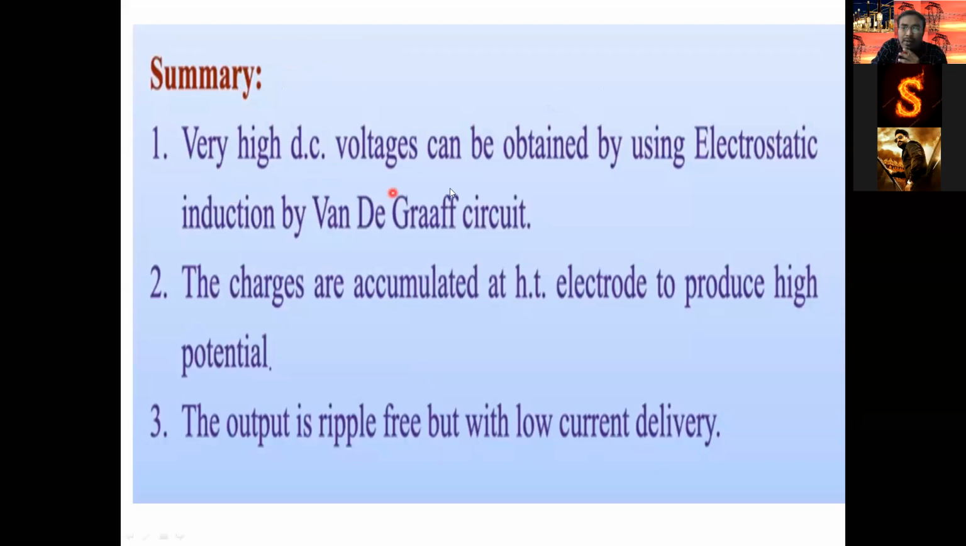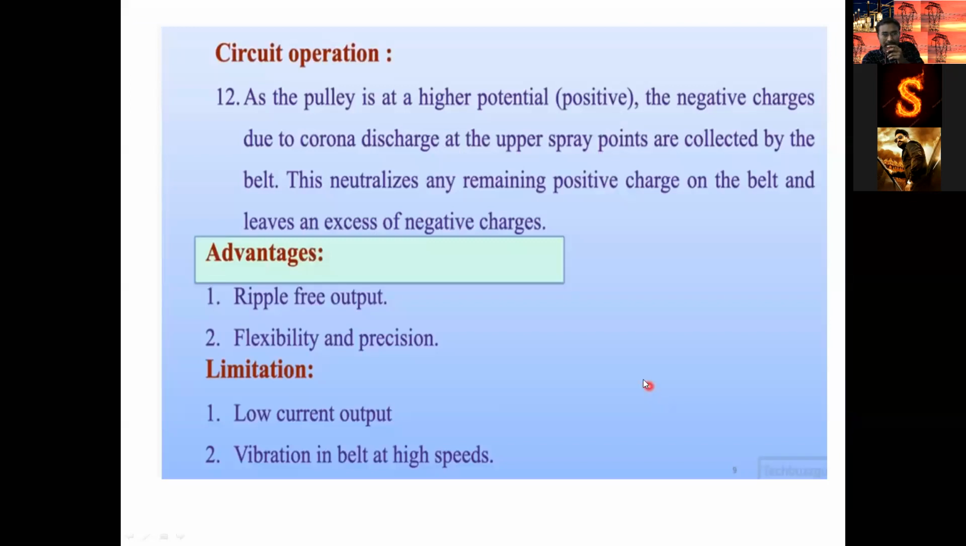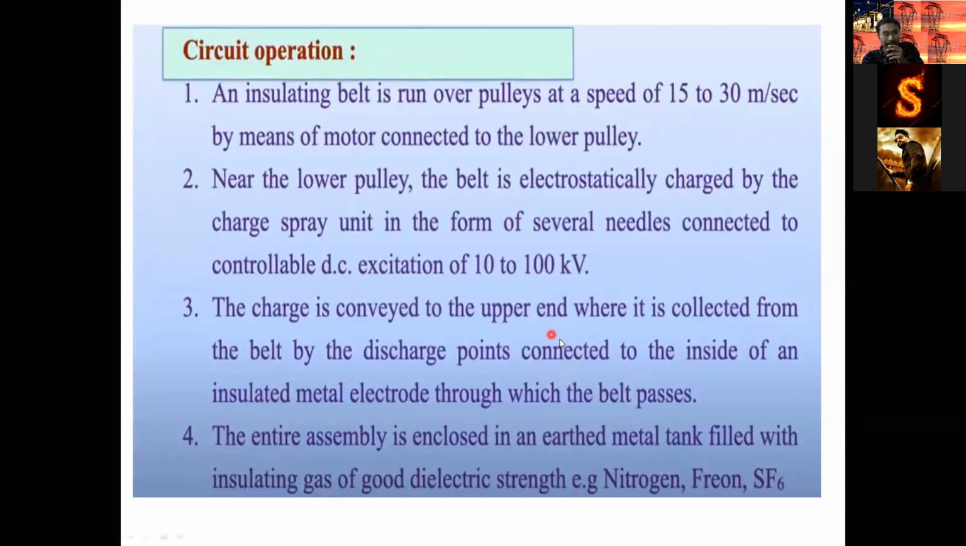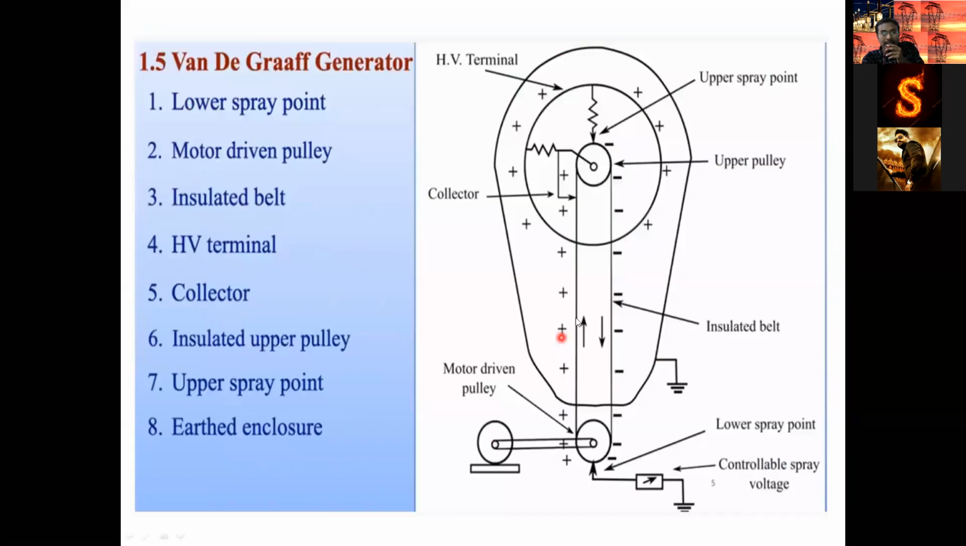Very high DC voltage can be obtained by using electrostatic induction, by using the Van de Graaff generator. The charges accumulated at the HT electrode produce high potential. The output is ripple free but with a low current level. So this is about the Van de Graaff generator. These are the different types. So this is a simple experiment. By using the Van de Graaff generator, we generate high DC.